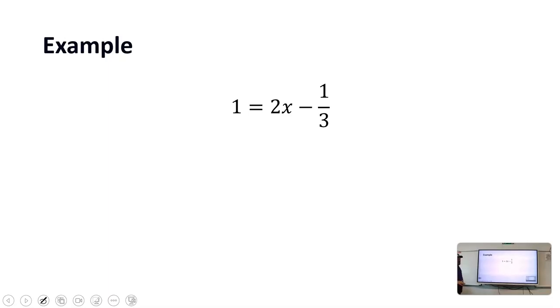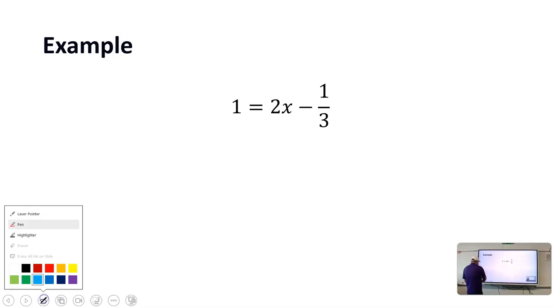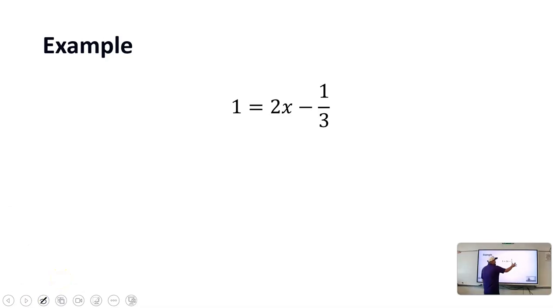Well, this one's slightly different. This time, the constant's a fraction. So we're going to go ahead and add this number right here. Okay, so we're going to get rid of the subtraction. Add 1/3 to both sides. That goes away. Okay, 1 plus 1/3.